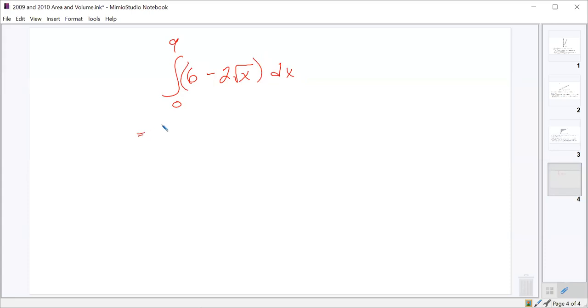And then when we integrate this, we get 6x. And then we end up with x to the 3 halves divided by 3 halves, which is multiplying by 2/3. So minus 4/3 x to the 3 halves from 0 to 9. Everybody good with that? And we plug it in, 54 minus, what does that come out to be? 54 minus 36, I believe, which is 18.